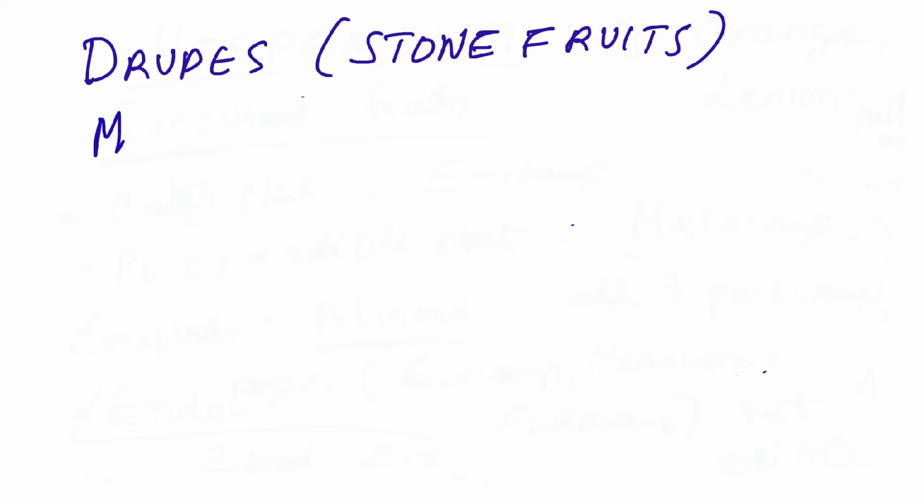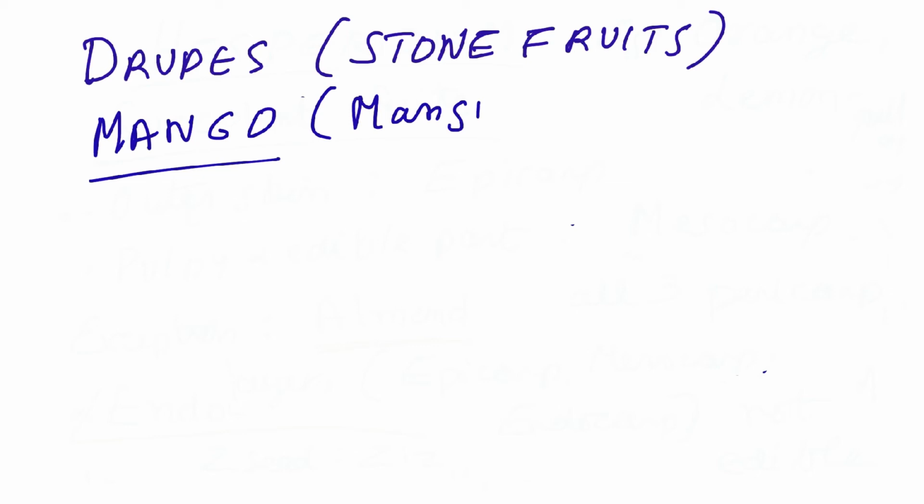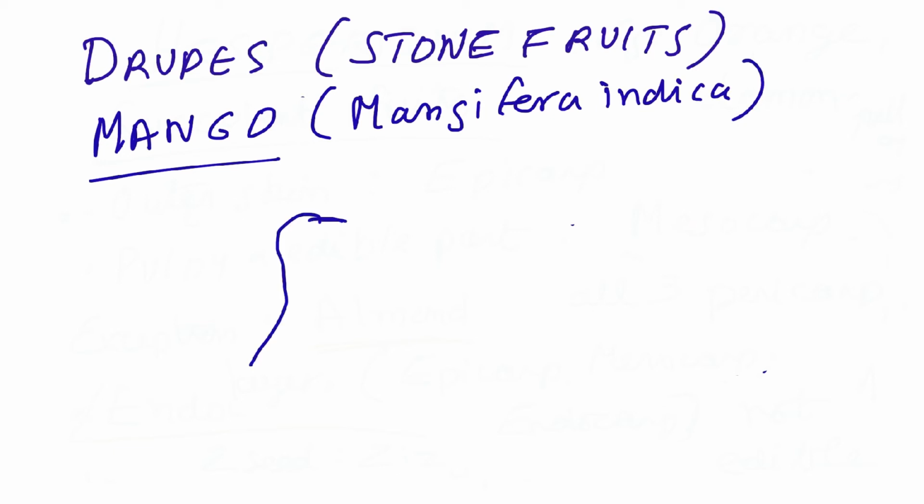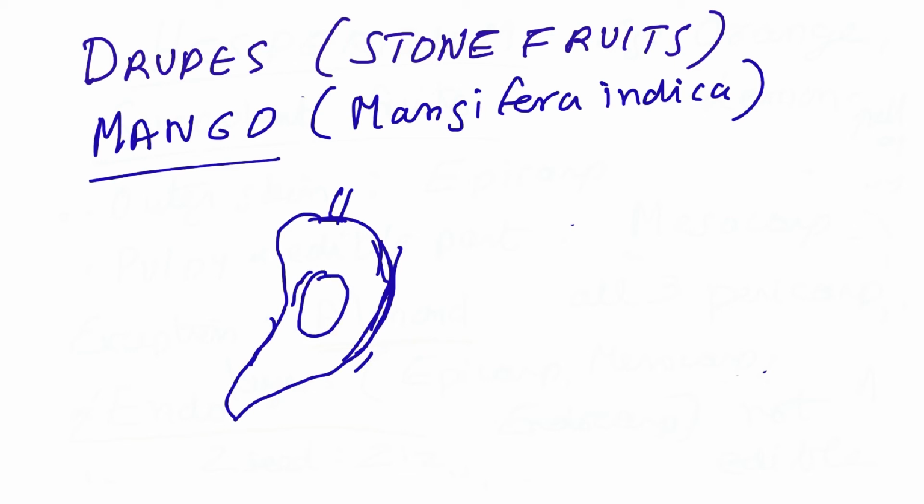Now, let's look at 2 very important examples in the drupes. Two important ones, too important to miss. The first one is, of course, a fruit which has its origins in India. The botanical name indicates it's mango, Mangifera indica, which points to the fact that the fruit had its origins in the Indian subcontinent.